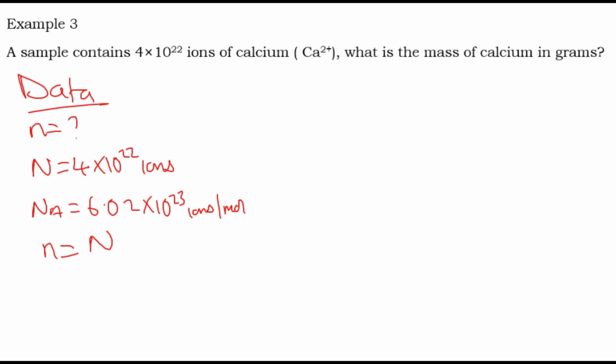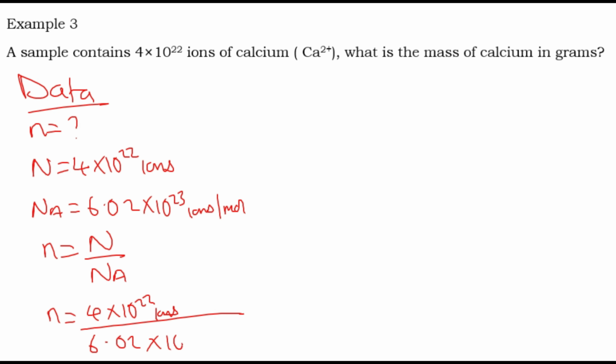Number of moles is equal to number of particles over the Avogadro's number. Number of moles is equal to 4 × 10^22 ions divided by 6.02 × 10^23 ions per mole. So the ions cancel out. We get number of moles as 0.066 moles.